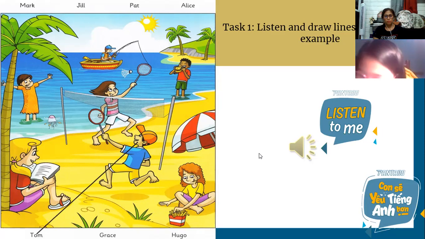Look at that boy. He's eating a burger. Oh, that's Hugo. He's standing in the sea. Yes, he is. Hugo loves the sea. I love it too.